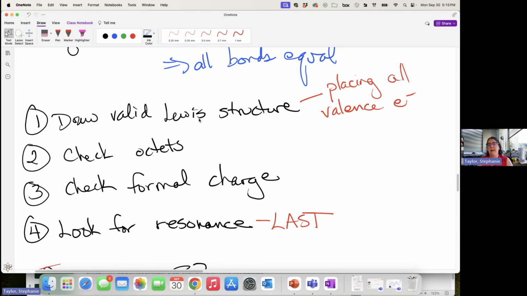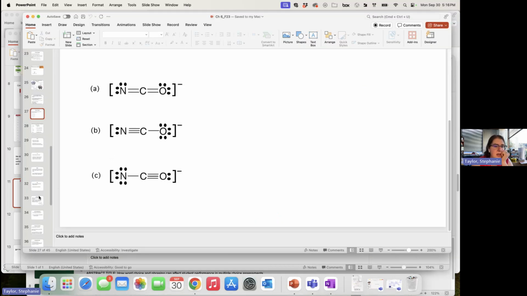So you can have a valid Lewis structure. Well, checking octets and valid Lewis structure really go together. But you can absolutely have weird formal charges that are valid. So in this order, resonance goes last. The thing I wanted to show you, did I get rid? Nope, there it is. PowerPoint.